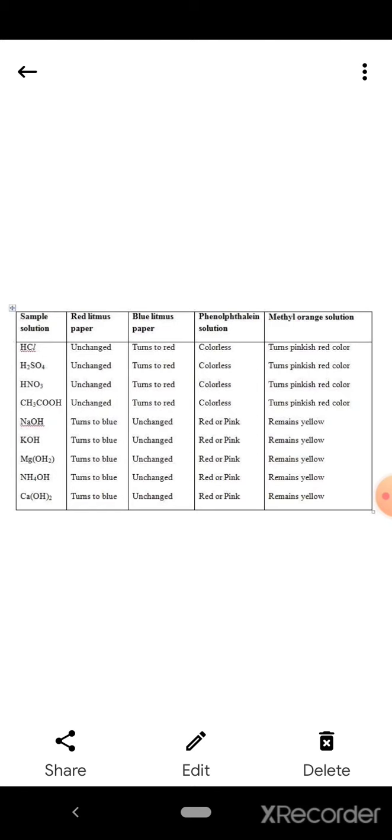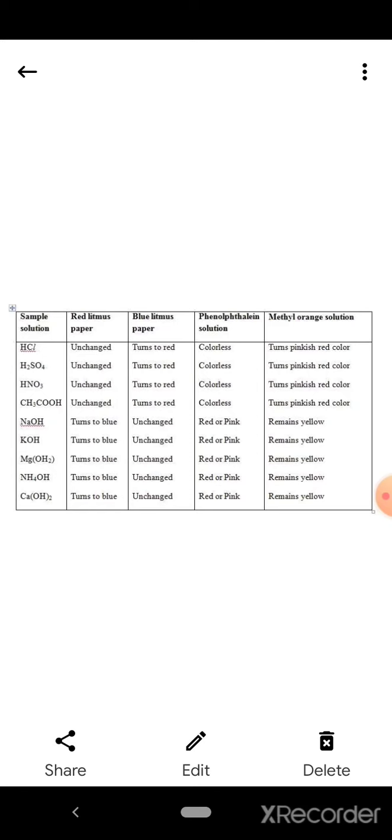If we consider sulfuric acid, it is represented by H2SO4. If we use red litmus paper, it remains unchanged, but it turns blue litmus paper to red. On addition of phenolphthalein solution, it remains colorless, while if we use methyl orange solution, it turns pinkish red in color.